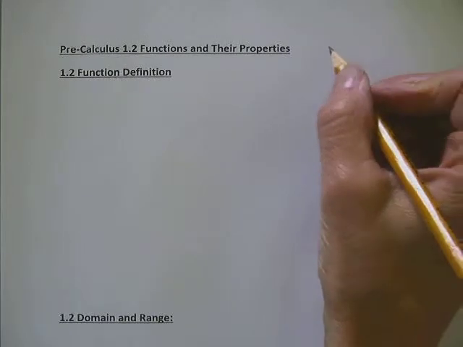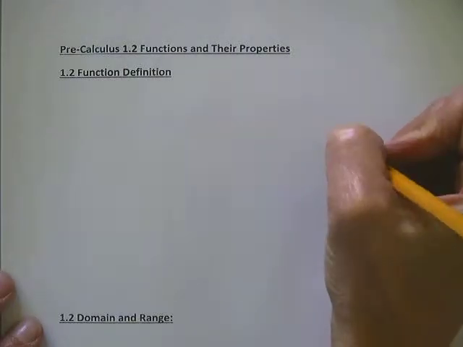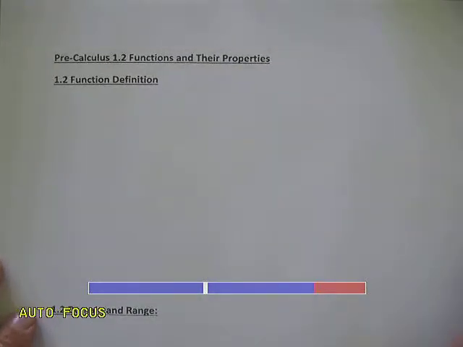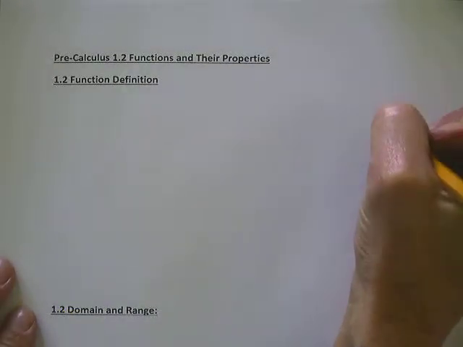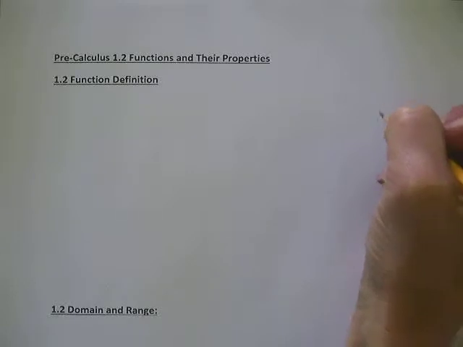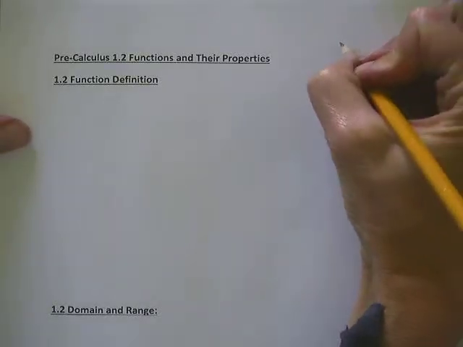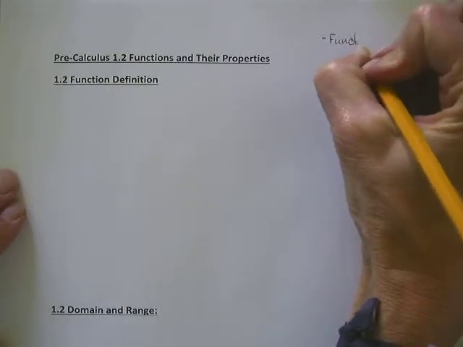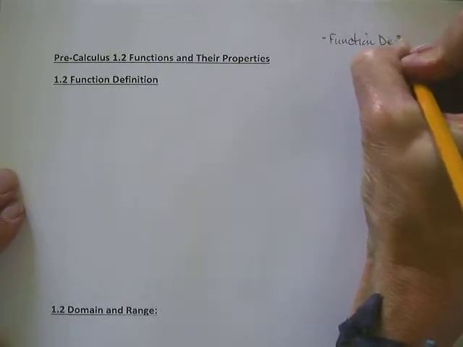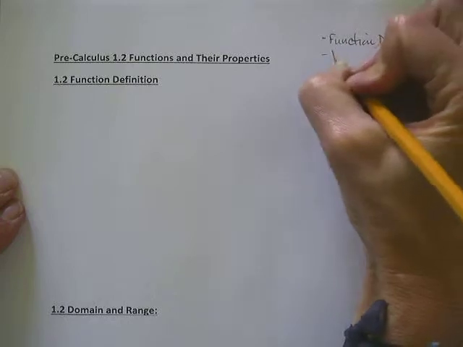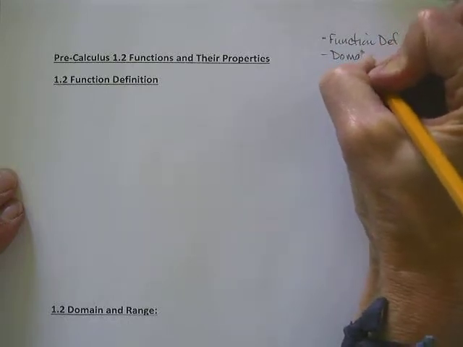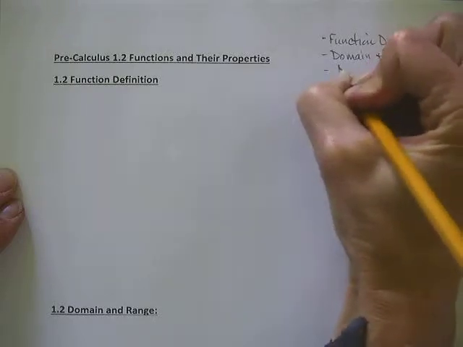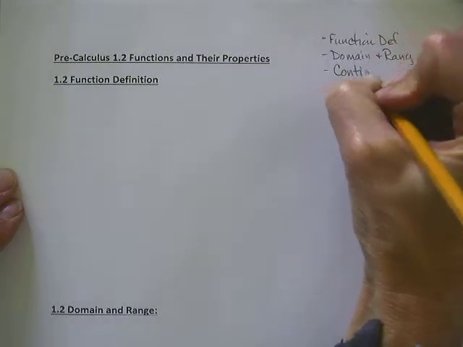The first section is 1.2. In this section, we have a lot of things that we need to cover. Here's a list of them that I'm going to put over on the side, and then we will go through them. We're first going to go over the function definition. We're going to cover domain and range. A lot of these topics you will have heard before. We're going to cover continuity in a function.